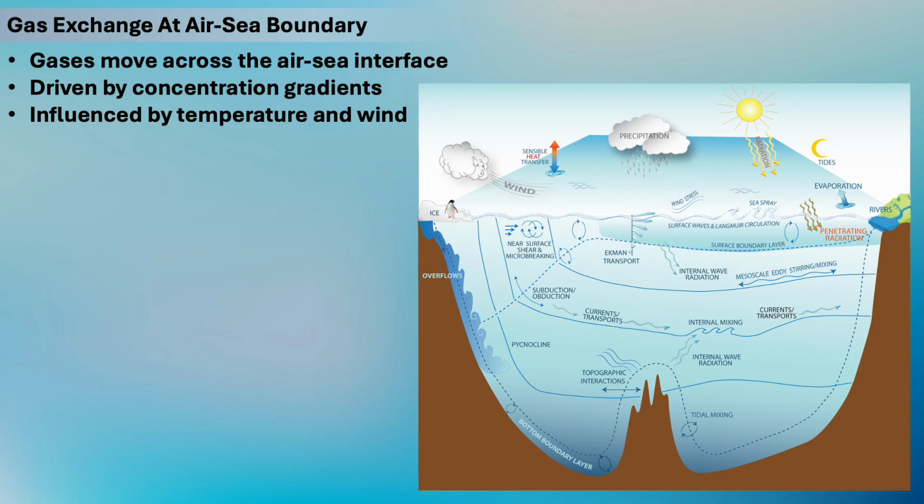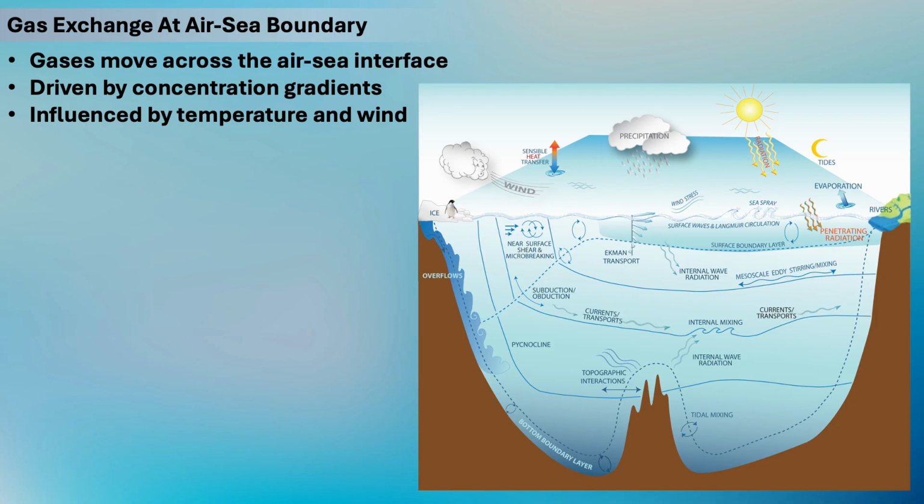Gas exchange occurs because gases tend to move from regions of high concentration to regions of lower concentration. At the ocean's surface, this means gases move between air and water depending on their relative concentrations. Now, temperature strongly influences this process. Cold water holds more dissolved gases than warm water because gas molecules move more slowly and are more easily retained in solution.